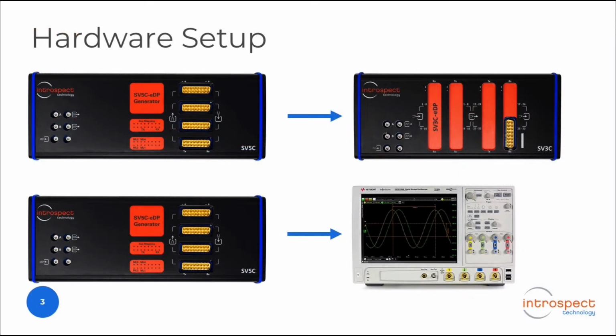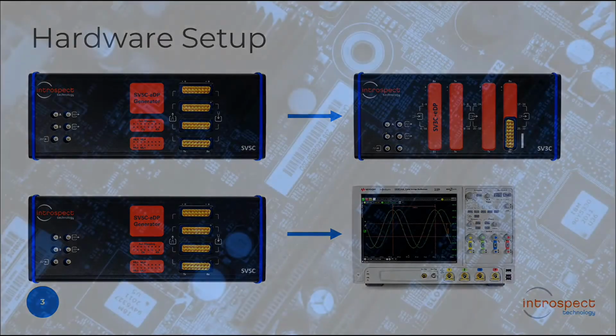In the first half of today's demo, the SV5C DisplayPort generator will be connected directly to the Introspect SV5C DisplayPort analyzer, as shown on the top. The goal here is to show how easy it is to configure the generator and to demonstrate the analyzer and viewer tools. In the second half of today's demo, the SV5C DisplayPort generator will be connected directly to a scope, as shown on the bottom. This will provide a visualization of several of the generator analog controls and signal impairment capabilities. We'll now switch to the software view.